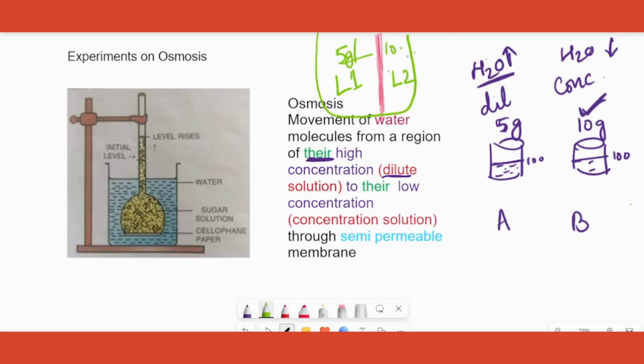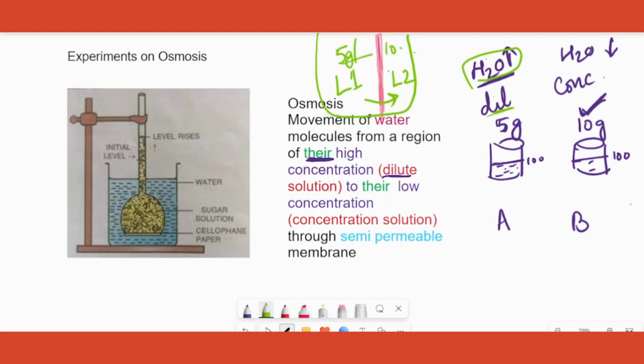If I'm separating these two, from where to where will water move? Can you think of this? I'm telling again, water moves from where water is more to where water is less. In these two beakers, where is water more? Here, isn't it? Wherever the dilute solution is, water is more. So water starts moving from the dilute solution to the concentrated solution. That's the definition of osmosis.